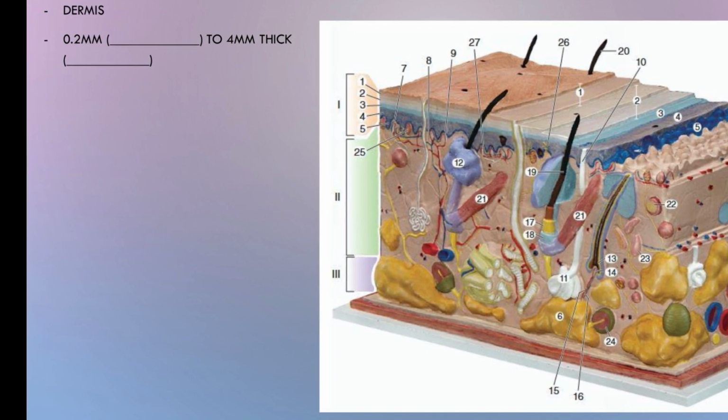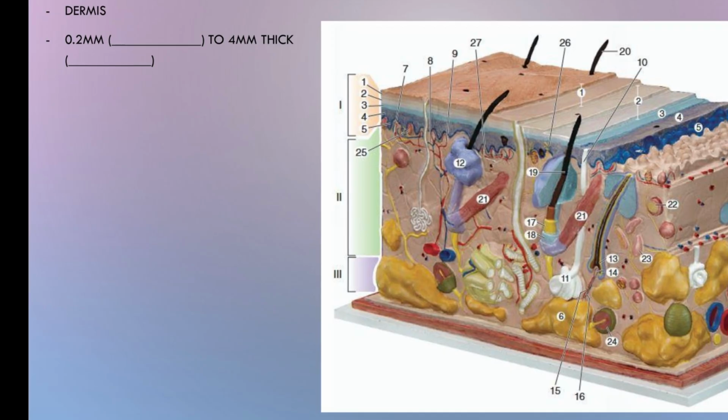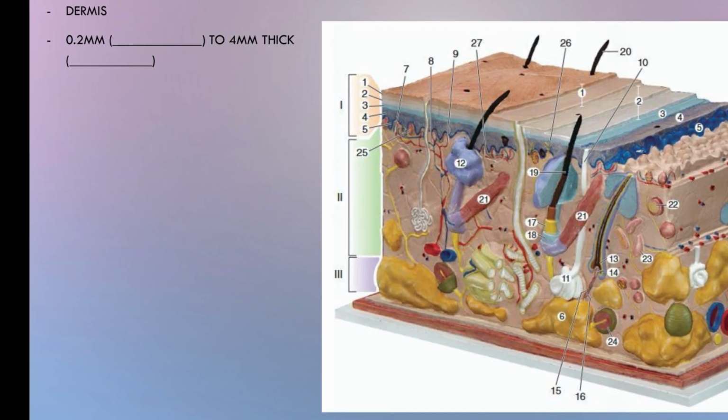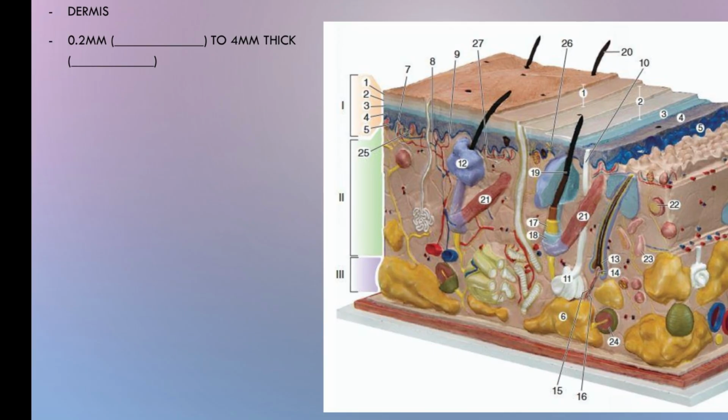So your accessory structures, when you look at this, we're going to first look at number 6. Number 6 is the adipose tissue or fatty tissue. This is located in the hypodermis. Remember, hypodermis is not technically part of the skin, but is associated with it. Adipose tissue provides energy storage and insulation, and it also provides cushioning.